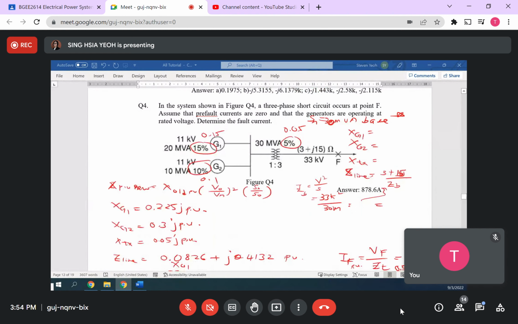Okay, then if you say you use what? It should be okay. But if it includes the resistance, you need to use another way. To include the resistance, you cannot just add them together. For the percentage way, you need to use R squared plus x squared, then square root it to get the z. Okay.